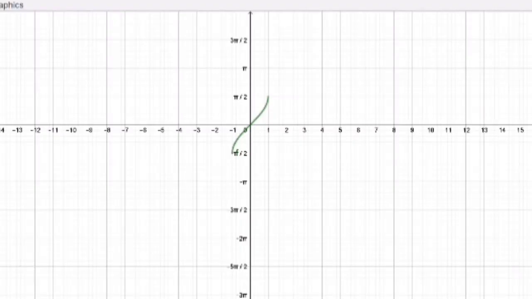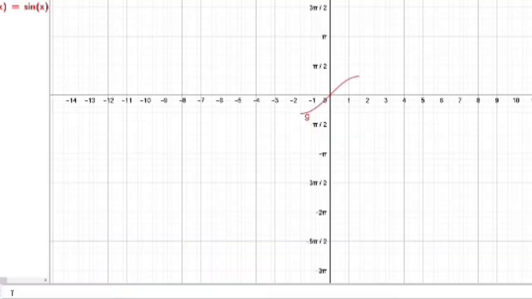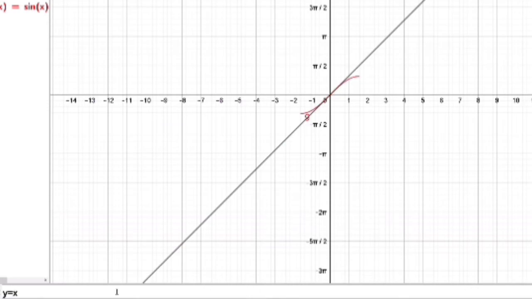So let us see how to get that. So I am just going to first draw only the sin x graph. This is the sin x graph. So let us see how to get, this is the sin x graph. So now let us draw the line y is equal to x.